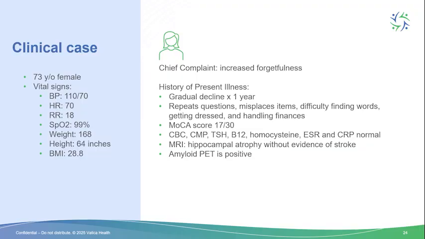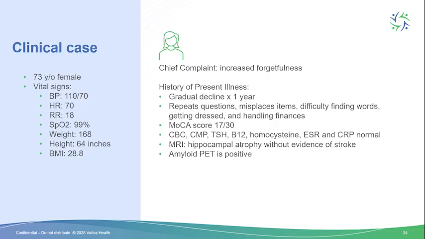So let's put everything together in a case study. This is a 72-year-old woman that reports increased forgetfulness. She's accompanied by her family that reports she's had a gradual, insidious decline in memory over the past year. She repeats questions, misplaces items, and has occasional difficulty finding words. She's becoming less independent as she needs help getting dressed and with finances. There's no hallucinations or motor symptoms, no acute confusion, and no recent illness.